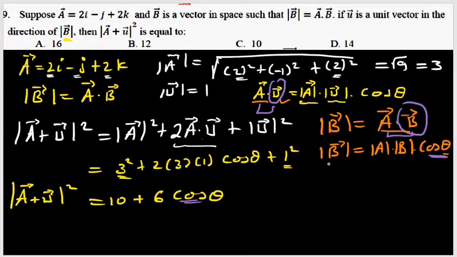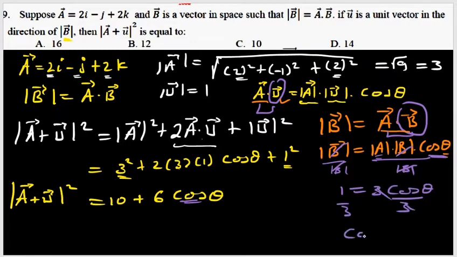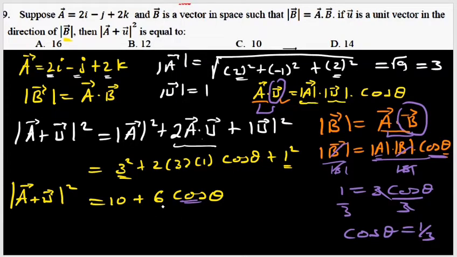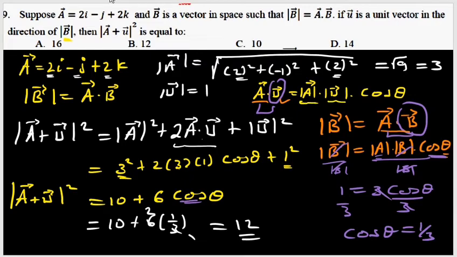Then we can divide both sides by magnitude of B, and cancel it out. What remains is 1, which is equal to magnitude of A, which we got as 3, times cos theta. Then when we divide both sides by 3, we get cosine of theta equal to 1 over 3. This theta can be taken as the angle between A and U, so we get 10 plus 6 times 1/3. When you simplify, 6 divided by 3 is 2, and 10 plus 2 will be 12. That's going to be the answer, which is B.